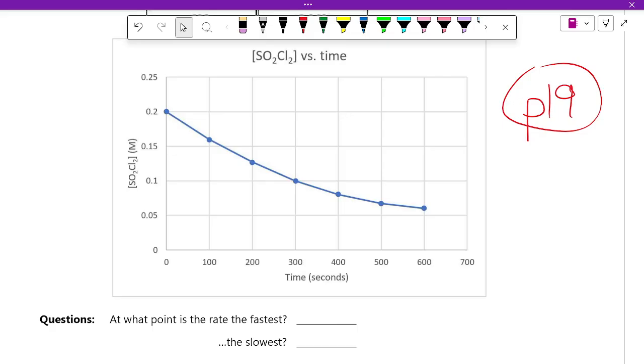James. Is the fastest point 0 seconds to 100 seconds? Okay. I'm going to get you to go more specific than that. At what exact time? 0 seconds. Okay, it's fastest at 0 seconds. At what time is it the slowest? Eric? Yeah, at 600 seconds.